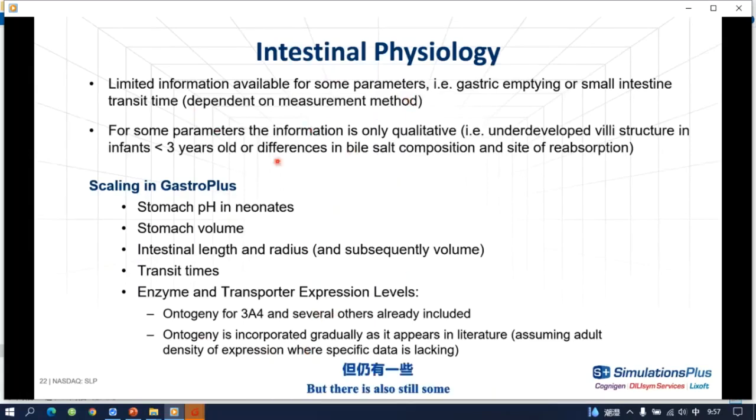But there is also still some information that is missing. Some of those are the bile salt compositions, or how the permeability might be changing, structure of the villi, which affect the absorptive surface area, and so on. But again, it's still evolving areas, and as the new physiological information is coming up, we keep updating the physiologies to keep making the predictions better and better for the future cases and indications.